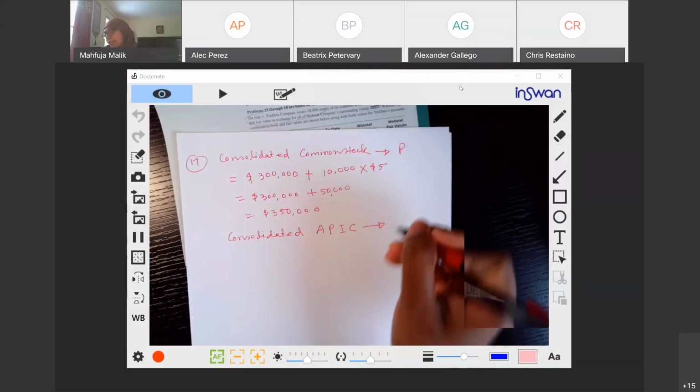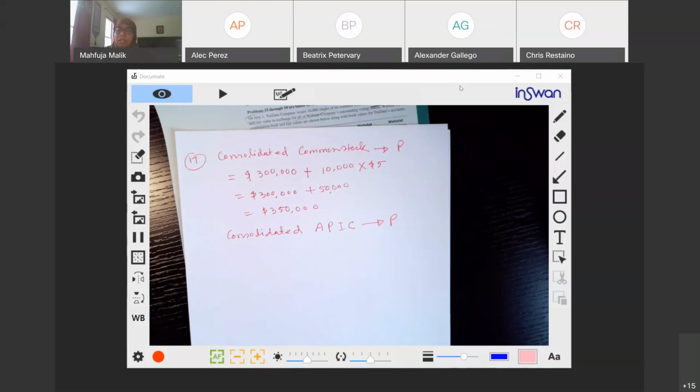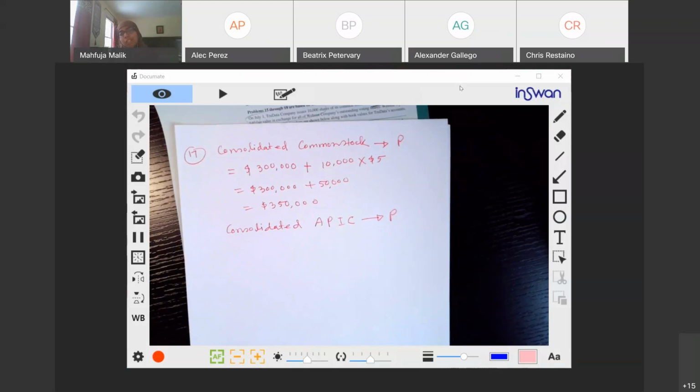So now my question is, what would be the consolidated additional paid-in capital? It's only parents. But just like what you did a minute before, common stock means whatever the common stock they have before acquisition plus the new common stock they had on the day of the acquisition. Now for additional paid-in capital, can you calculate it? It's the same, what they have originally plus the new part from their new issuance.